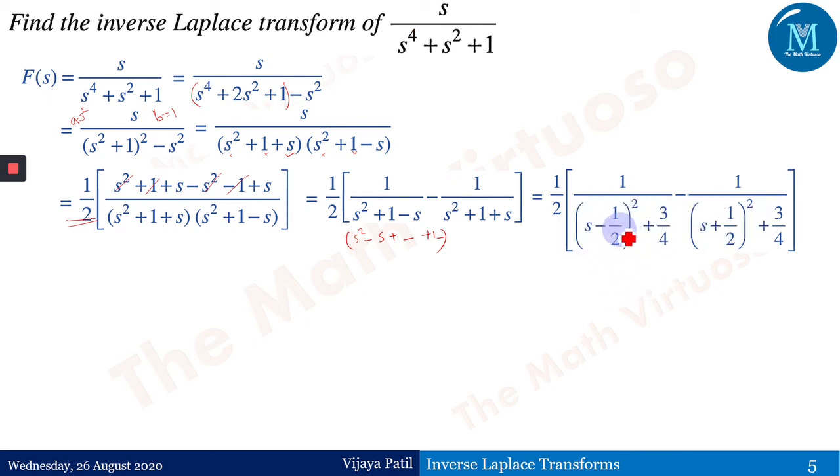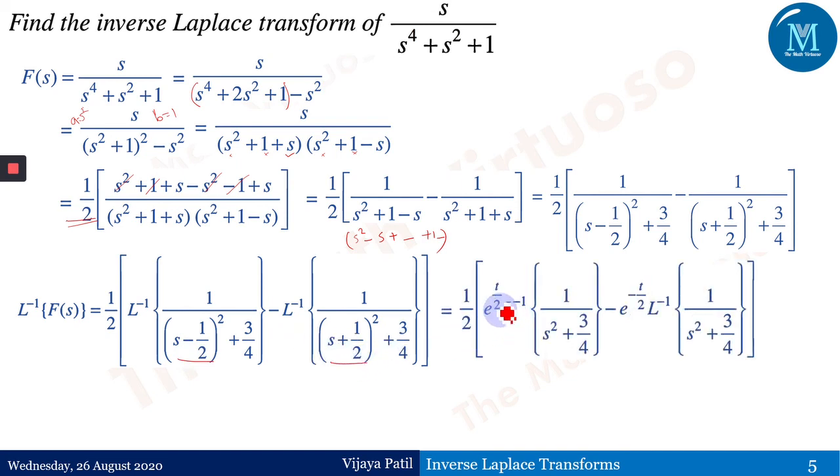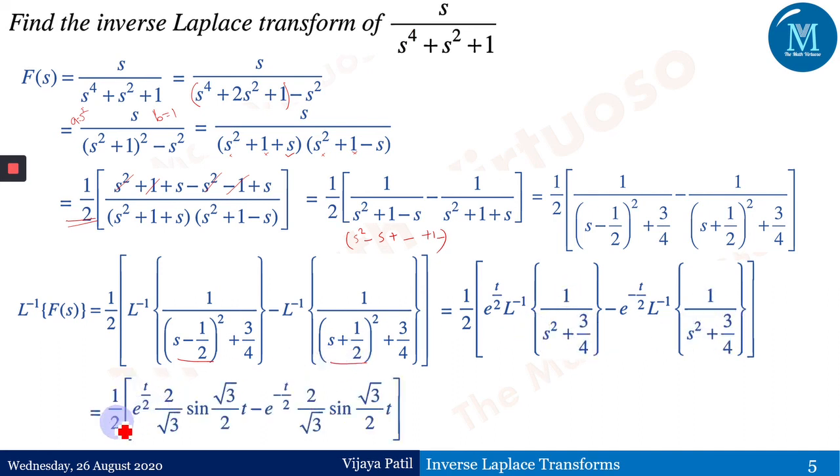For the other term, the same way. And therefore applying the Laplace inverse on both sides, if you observe, this is s minus 1 by 2, s plus 1 by 2. According to that, it is e to the power t by 2 and e to the power minus t by 2, because it's a plus minus, and the remaining term is L inverse of 1 upon s square plus 3 by 4, which is 1 by 2 e to the power t by 2, 2 upon square root of 3. Because 3 upon 4 is nothing but square root of 3 by 2 the whole square.